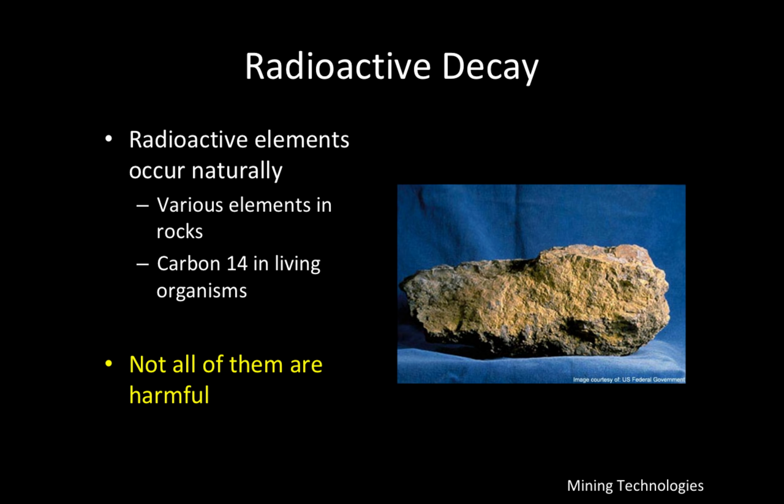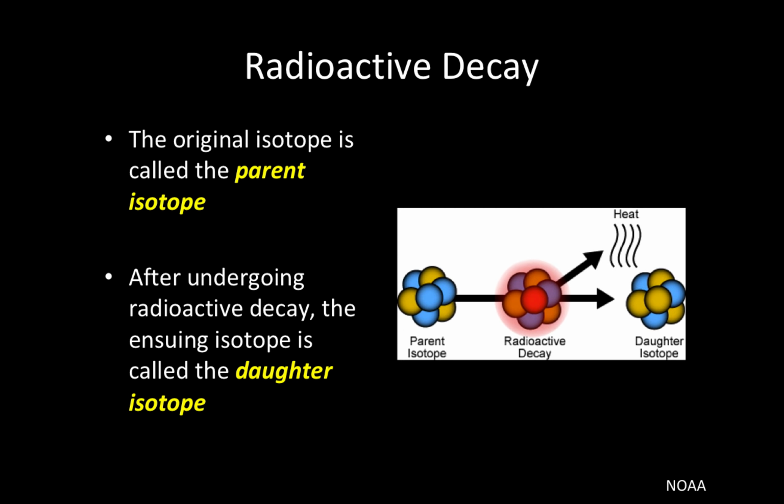All right, so carbon 14, for example, is in all living organisms. The second you die, you start breaking down that radioactive decay. It's not harmful. Now, the original isotope before it breaks down is called the parent isotope. Just like your parents came before you, this is called the parent isotope. After undergoing radioactive decay, what's left is the daughter isotope. And we can measure how old something is based on the amount of parent and daughter isotopes.